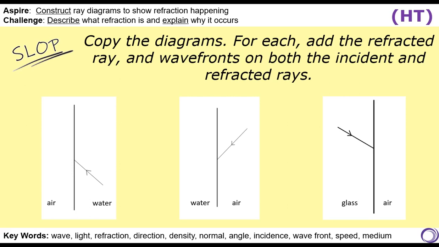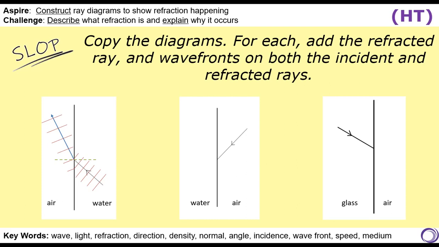So let's see how you got on. In the first diagram on the left, our light is moving from water into the air. So we draw the normal perpendicular to the boundary at the point where the light hits this boundary. Then water is more dense than air, so the refracted wave is going to move away from the normal because light is travelling faster in the air. And when you add the wavefronts to the rays, your wavefront should be perpendicular to each ray, and the wavefronts in the water should be closer together because the light is travelling slower, and in the air they are further apart because the light is travelling faster.